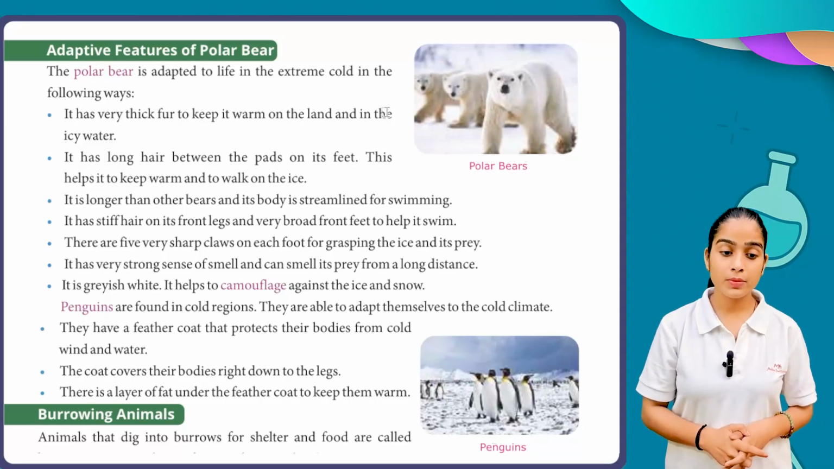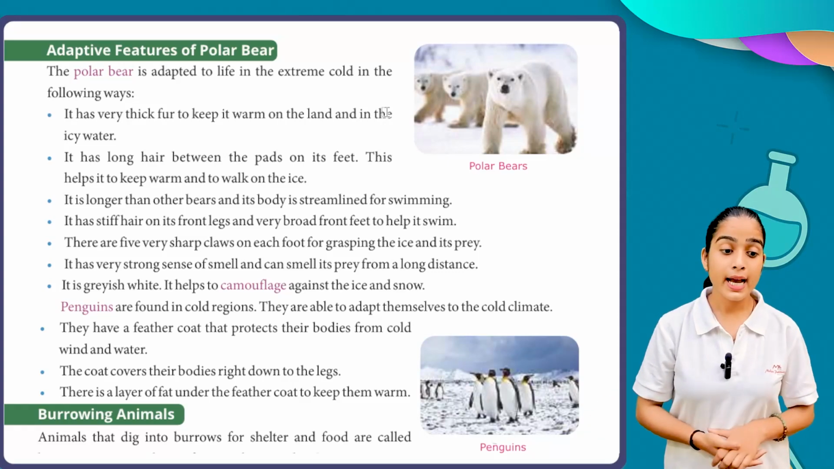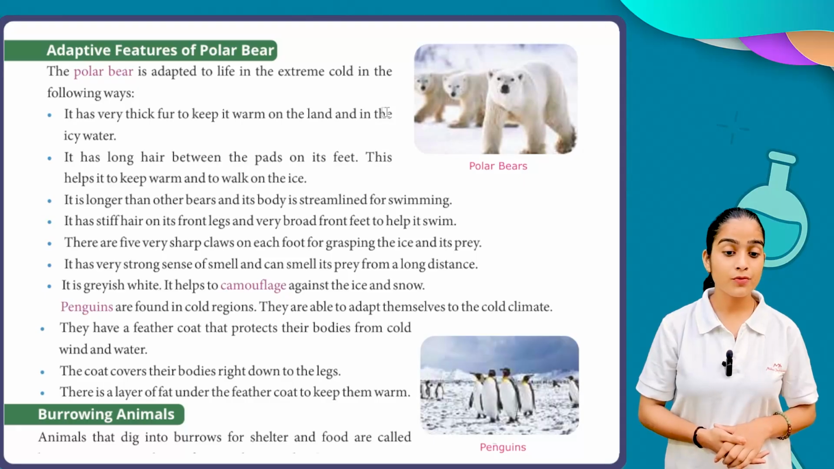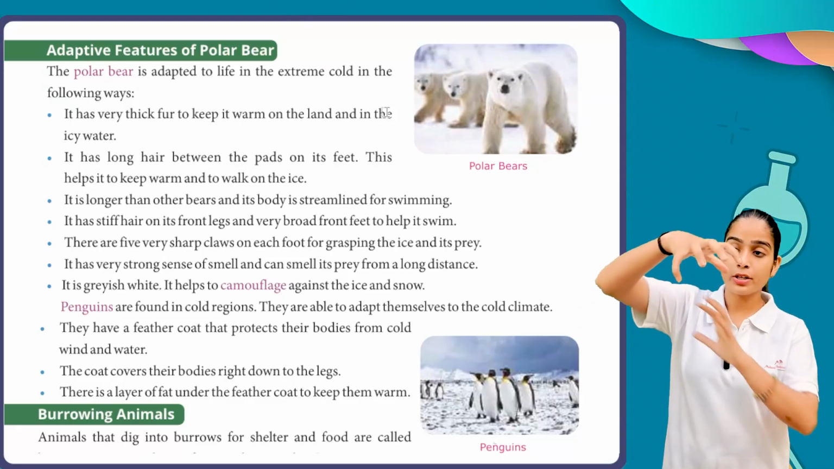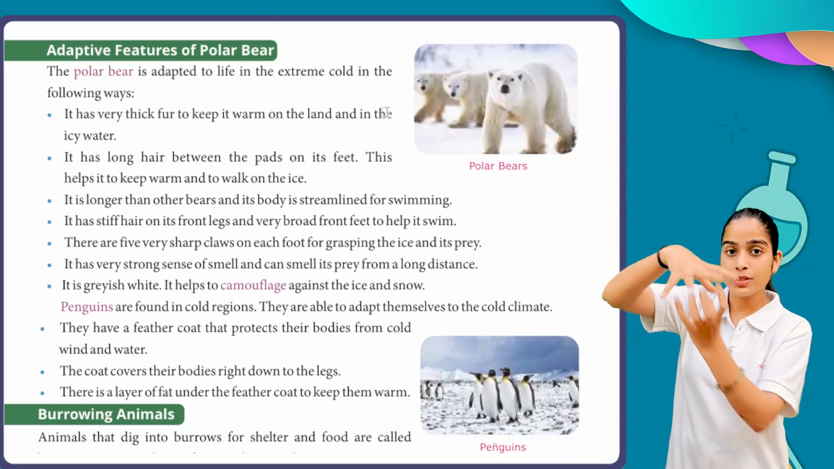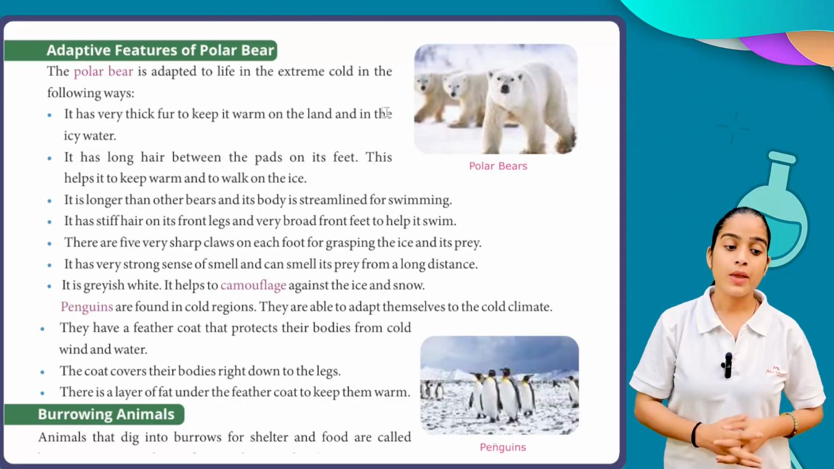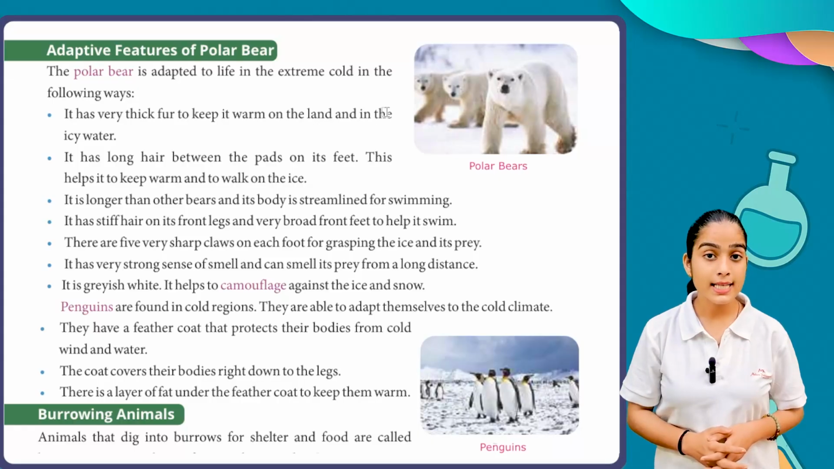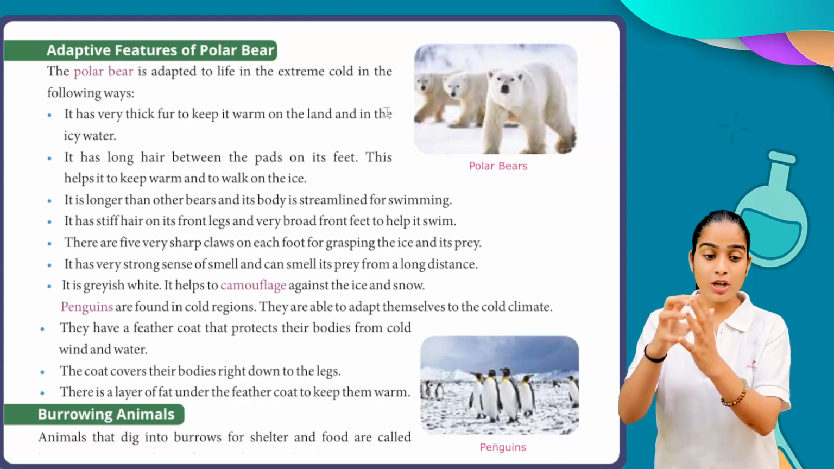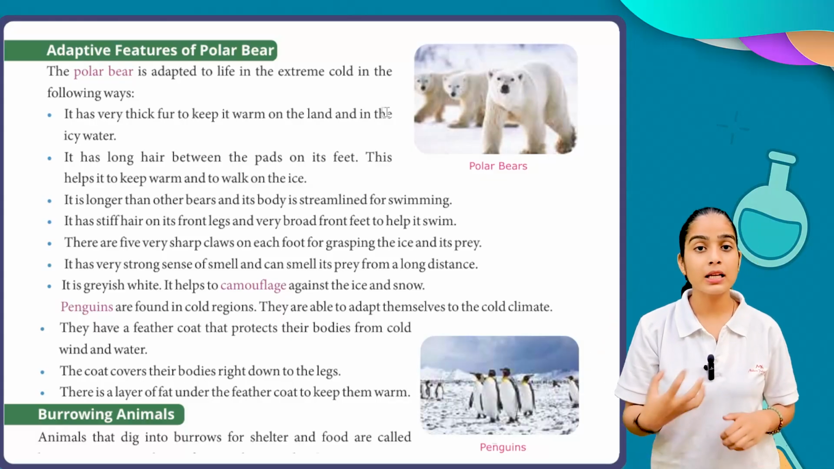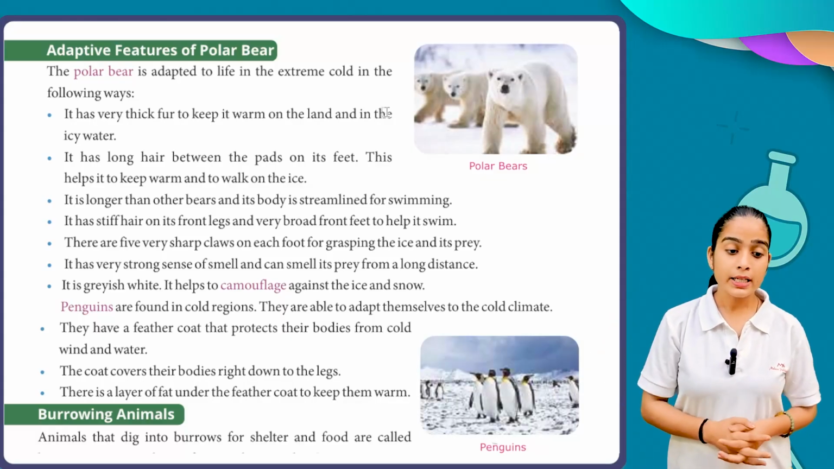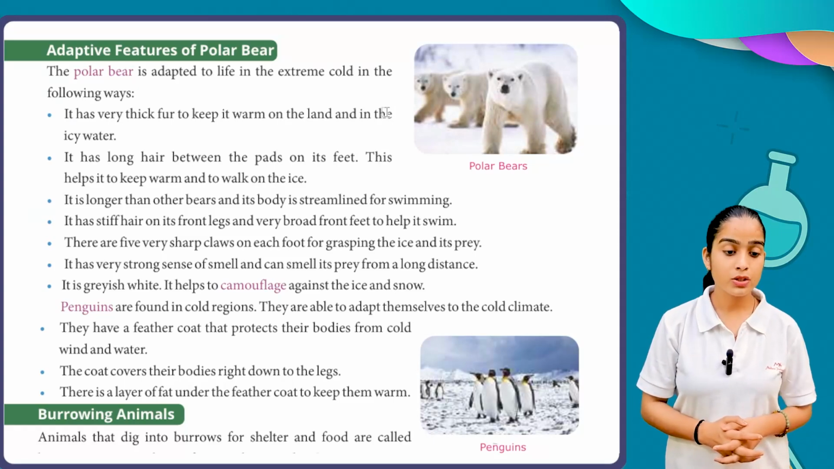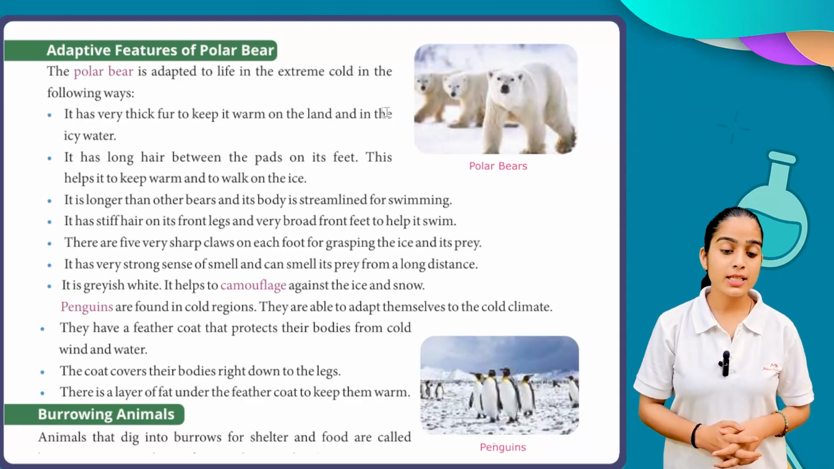It is longer than other bears and its body is streamlined for swimming. They can also swim because their body is streamlined. It has stiff hair on its front legs and very broad front feet to help it swim. So they have very broad feet, not small ones. With the help of this, they can walk on ice and swim easily. Now there are five very sharp claws on each foot for grasping the ice and its prey. So with the help of these sharp claws, they can grasp their prey and easily move and walk on ice. It is grayish white to help it camouflage against the ice and snow.